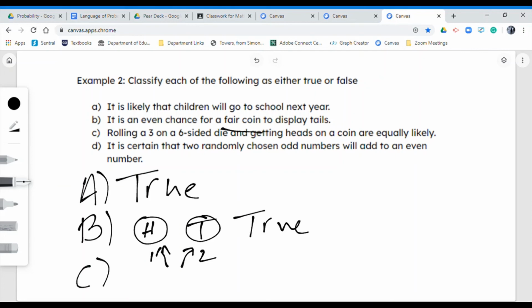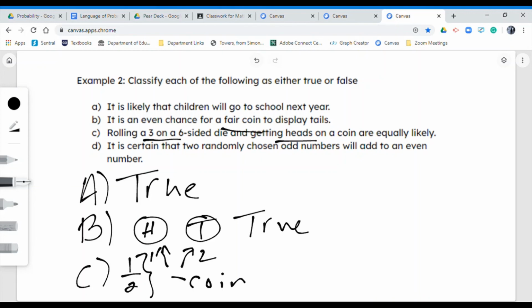C. Rolling a 3 on a 6-sided dice and getting heads on a coin are equally likely. So when you think about it, how many sides are on a coin? Well, there's 2 sides on a coin. How many of those sides are heads? One of those 2 sides is heads, so that's a 1/2 chance or a 50-50 chance. So let's talk about a dice now. So there's our coin. That's getting heads on the coin.